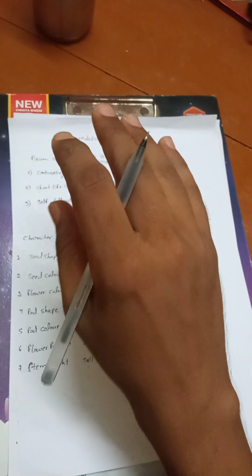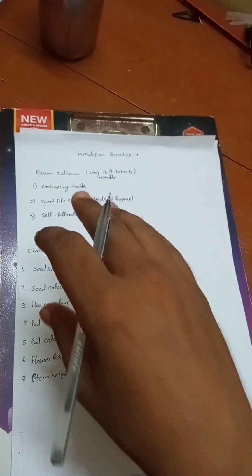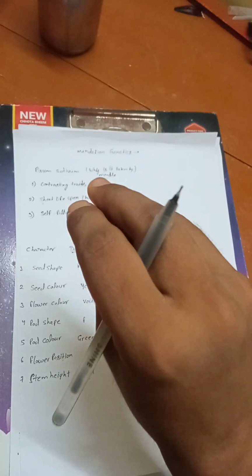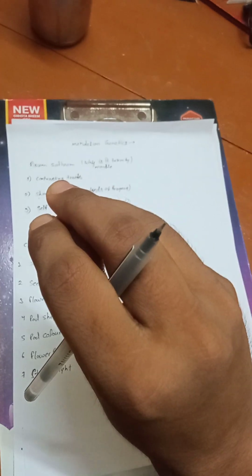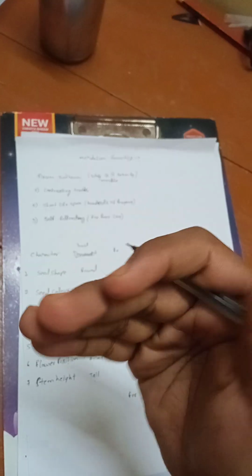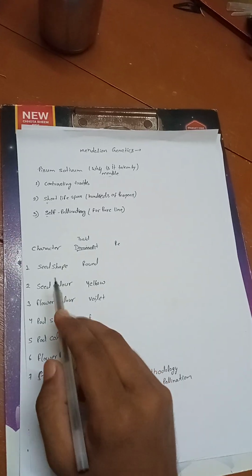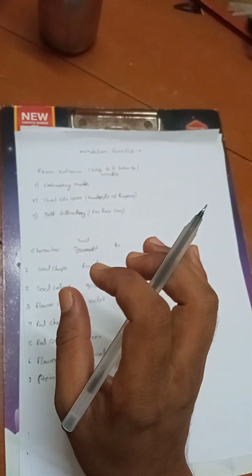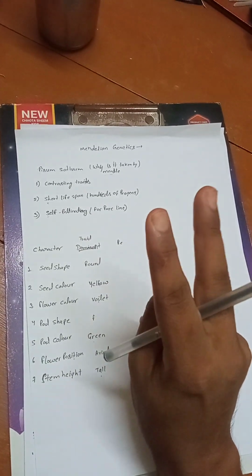Initially Mendel took 30 to 40 characters, but at the end Mendel stuck to 7 contrasting traits. Mendel gave up those characters which showed an intermediate stage. At the end of his experiment, Mendel chose 7 contrasting characters. Okay, not trait, trait is different.